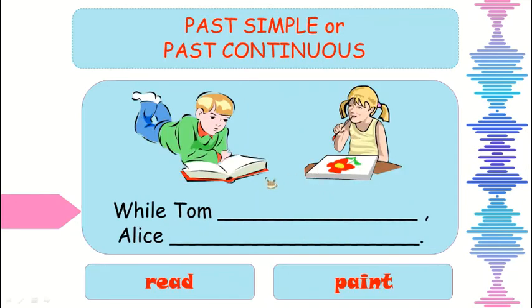Okay, now: while Tom, Alice, something. So while Tom was reading, Alice was painting. Now again, I used "while" here because I have two long actions that do not interrupt each other. So while Tom was reading, Alice was painting. So both are going to be in the past continuous. Two long actions not interrupting each other.